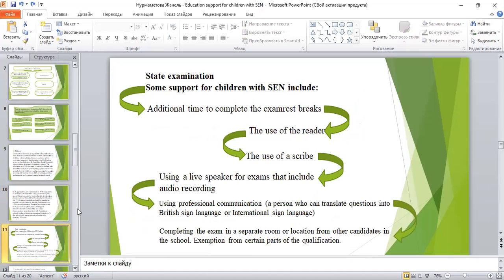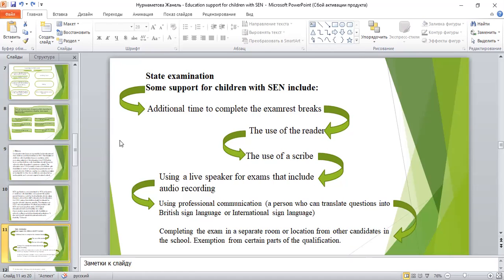Now, state examinations. Some support for children with special educational needs includes what? Additional time to complete the exam, and examiners' breaks. Do you know examiners' breaks? Yes, they need breaks when they are examining.